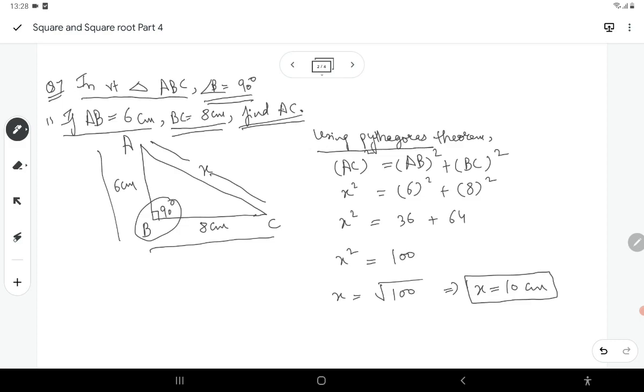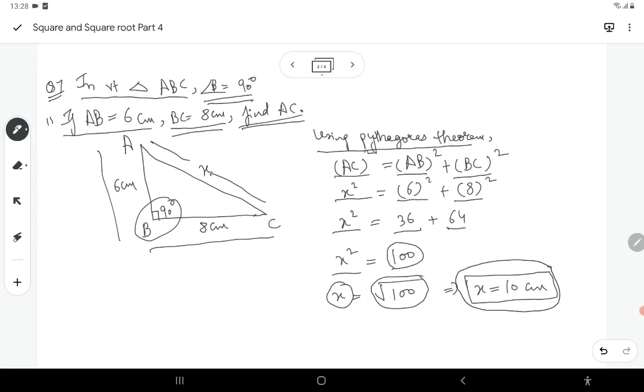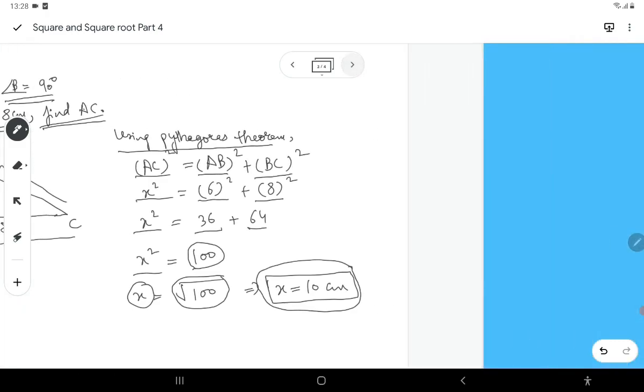So using the Pythagoras theorem, AC square would be equal to AB square plus BC square. So X square would be equal to 6 square plus 8 square. X square would be equal to 36 plus 64. X square finally comes out to be equal to 100. So X comes out to be equal to square root of 100, which we know is equal to 10. So AC equal to X comes out to be equal to 10 centimeter.